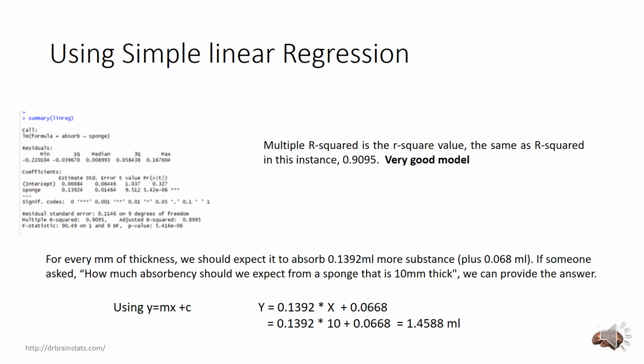So if someone asks us the question, how much absorbency should we expect from a sponge that is 10 millimeters thick? We can provide the answer using y equals mx plus c, and the answer is 1.4588 milliliters.